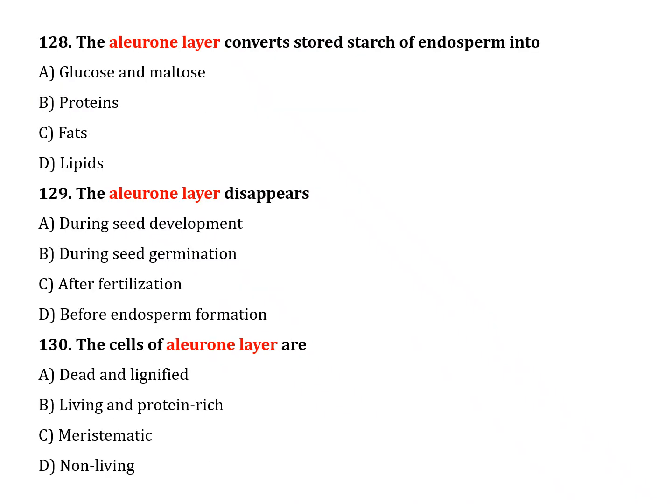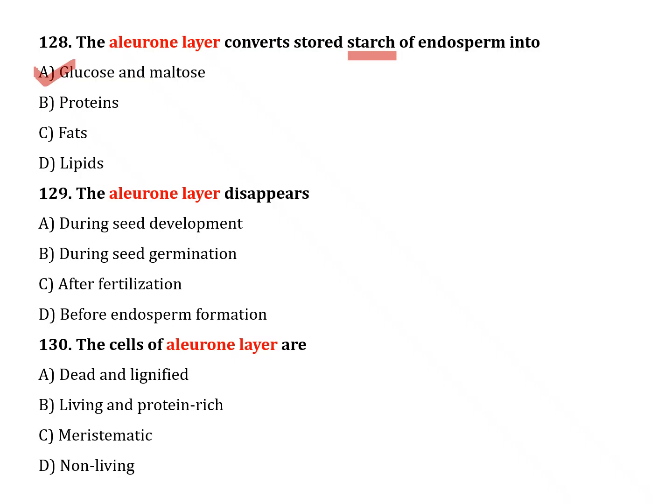The next question, number 128. The aleurone layer converts stored starch of endosperm into option A glucose and maltose, option B protein, option C fat, option D lipid. Correct answer is option A glucose and maltose. It converts starch into glucose and maltose.